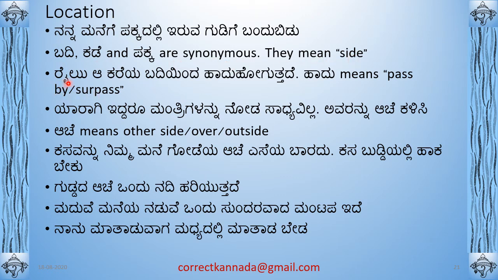So railu aa kereya badiyinda haadu hoguttade. Haadu means pass by. So haadu hogu is always told together. Haadu hogu means pass by, right? Railu means train. Aa kere means a lake. That lake, badiyinda, from the side. Badi means side, right? Inda, from the side of the lake. Haadu hoguttade means it's going, is passing by from the side of the lake.